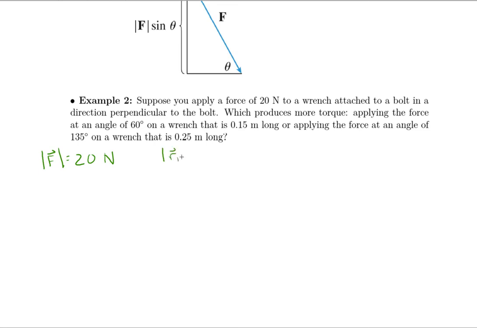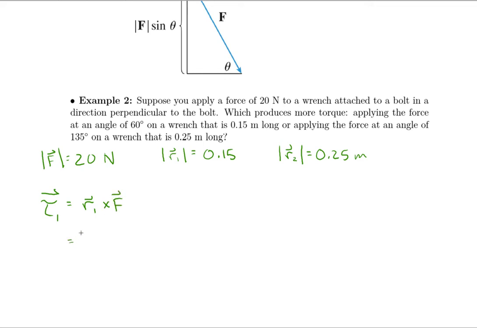And then I've got these two different situations. One, I have a wrench that's 0.15 meters long, and the other one is 0.25 meters long. So the symbol for torque is kind of interesting. It's this tau, and it's a vector. So the first torque is going to be R1 cross F, right?